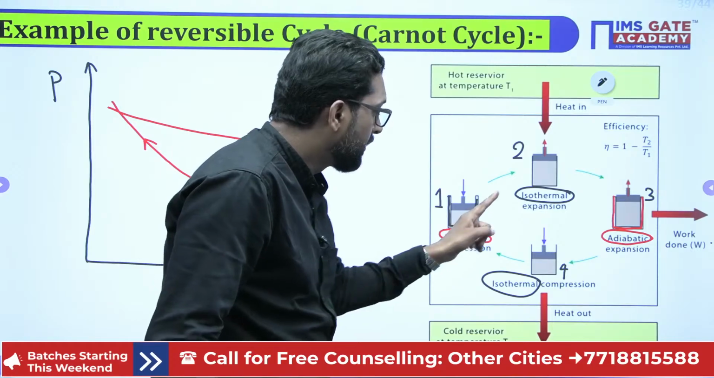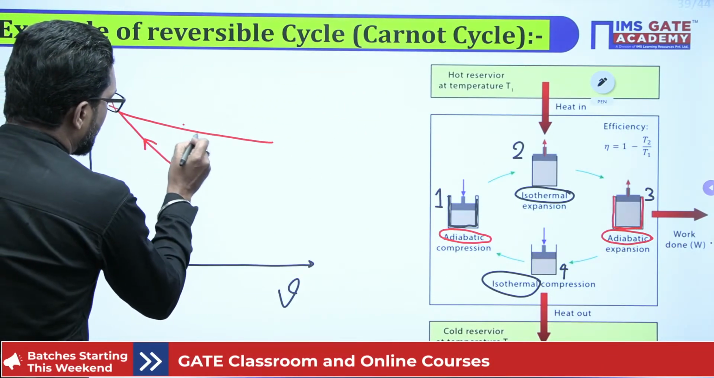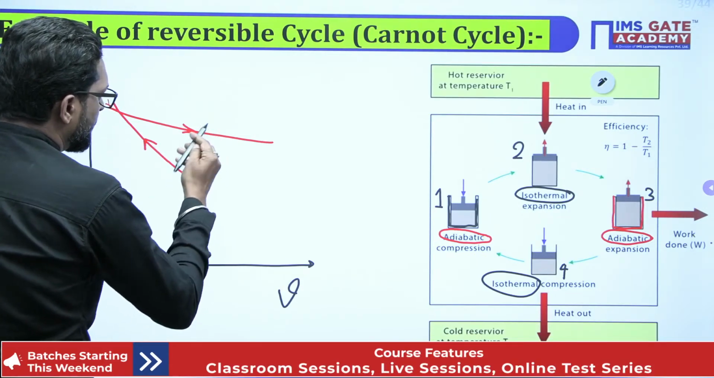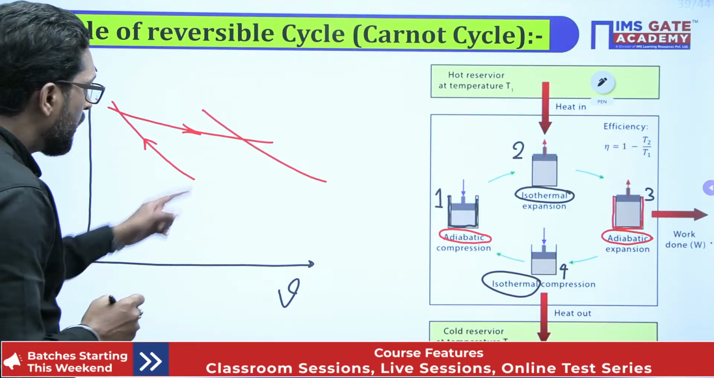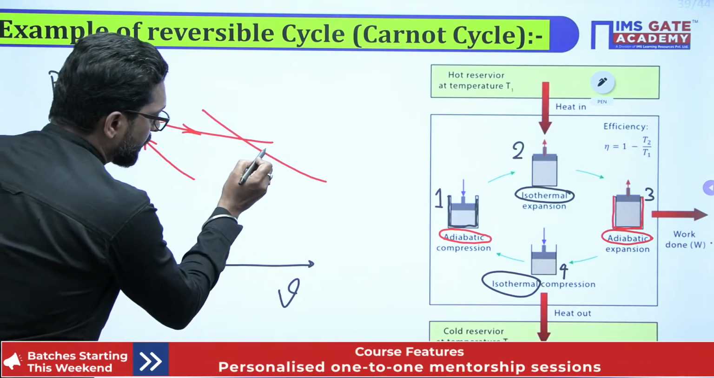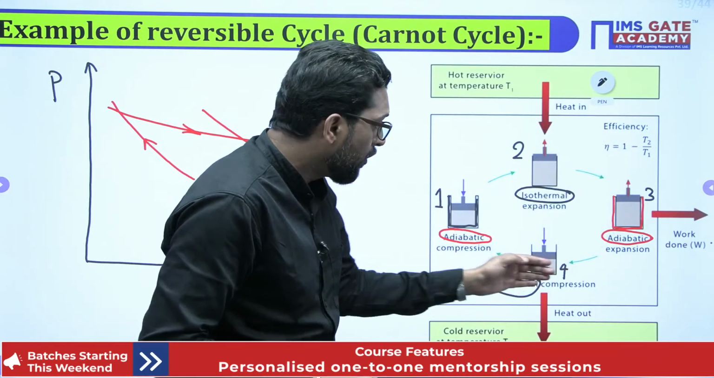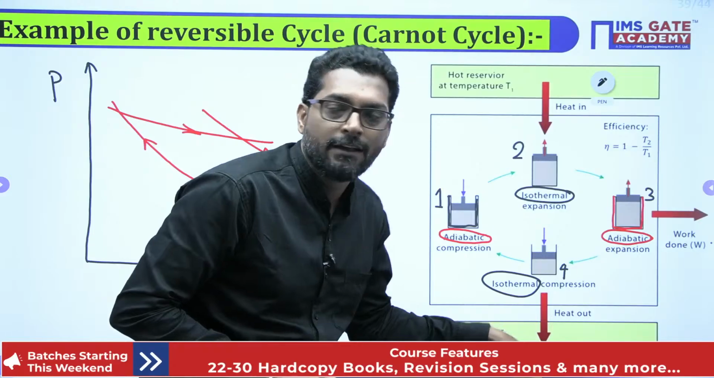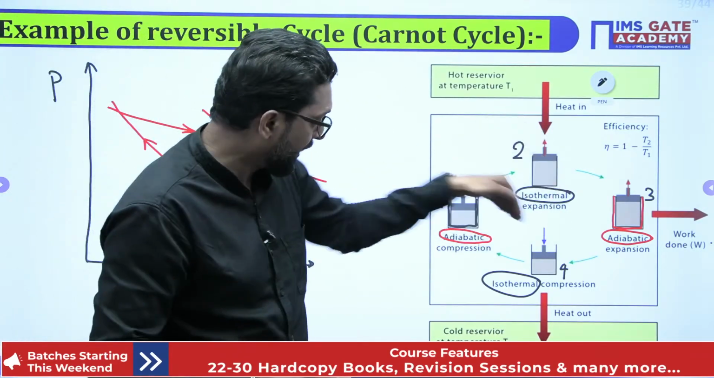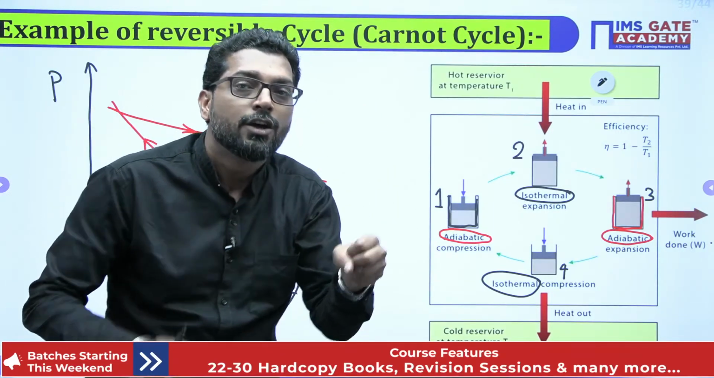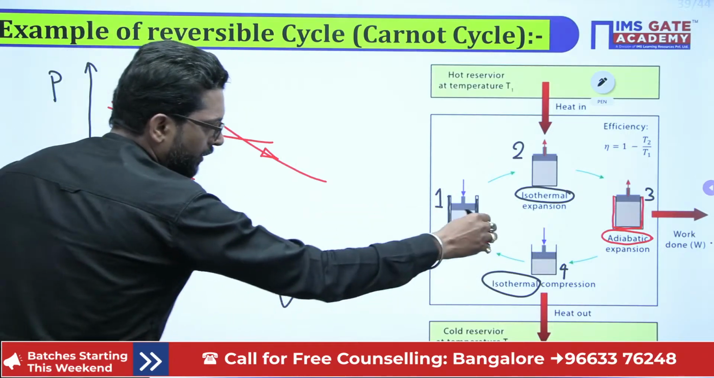Adiabatic expansion, compression, adiabatic expansion. So again there is expansion. Now what do we want? After the expansion, you reject the heat so that the piston can achieve the initial position and reach the initial state. So there is a compression.